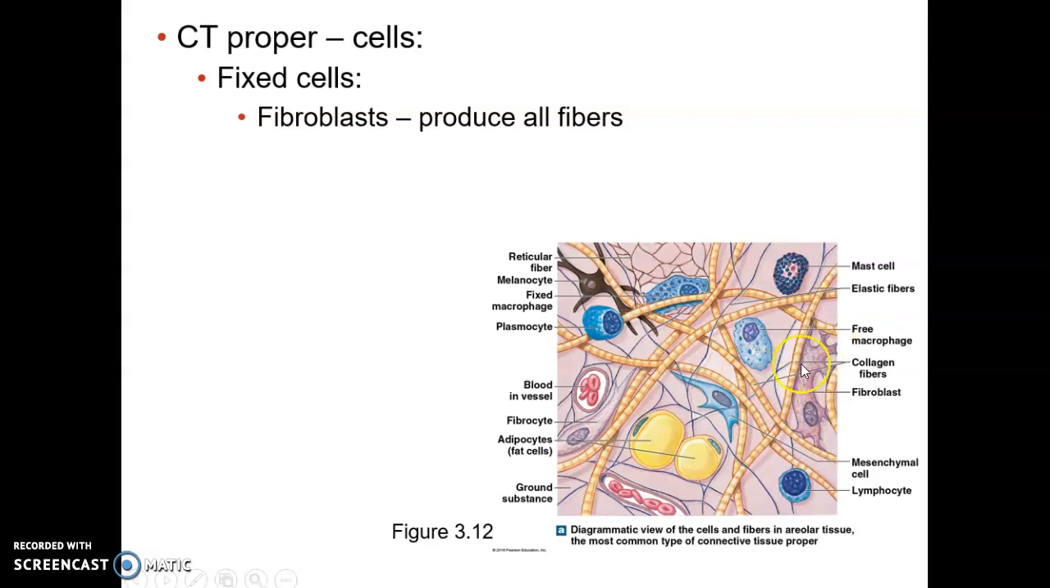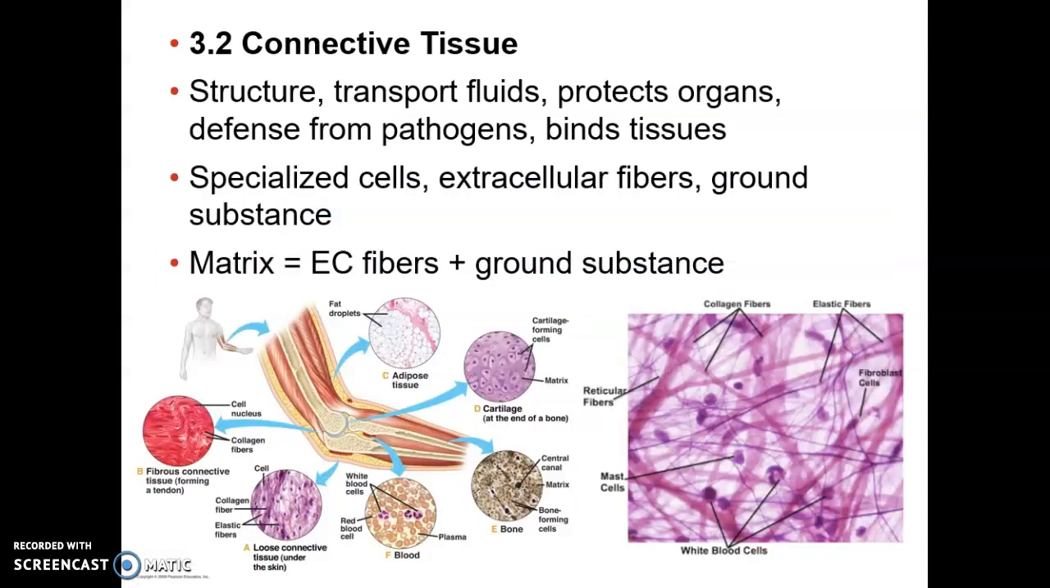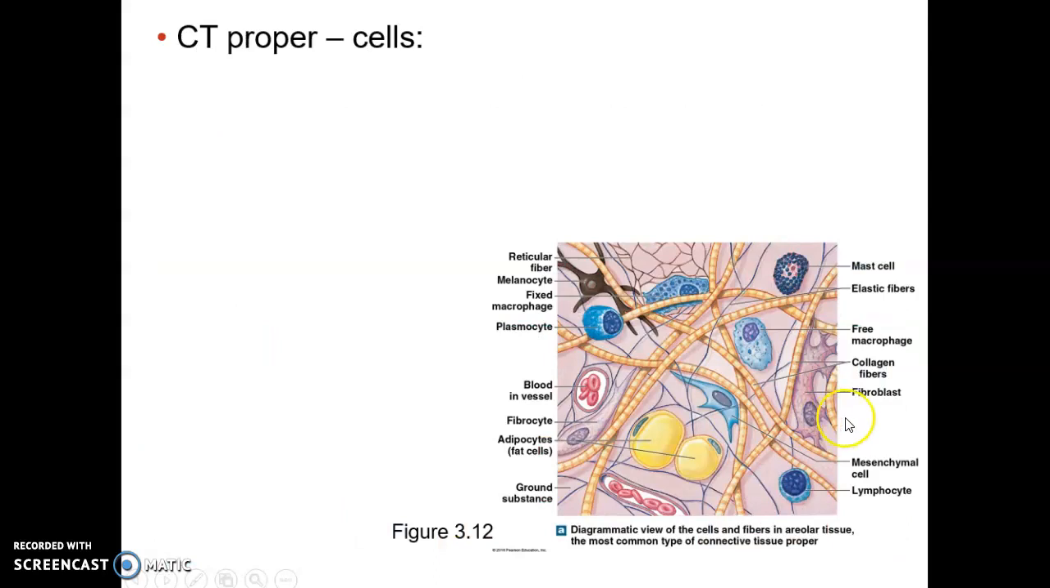Now in the diagram here, you can see the entire cell, its plasma membrane and its nucleus. On a real slide, you won't see that. You'll just see the dark nucleus, but you won't see the cell. So, fibroblasts produce fibers.